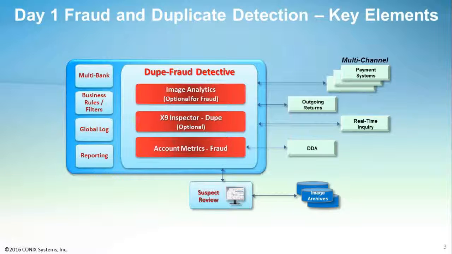Image analytics can be invoked via Dupe Detective's business rules to digitally compare the image of the suspect payment to those of its matching items. Items that are identified as being the exact same image, somehow electronically replicated, are automatically confirmed as duplicates and don't require operator review. For Fraud Detective, image analytics can be selectively invoked through the fraud controls to perform various image detection and recognition tests, including check stock validation and signature verification.